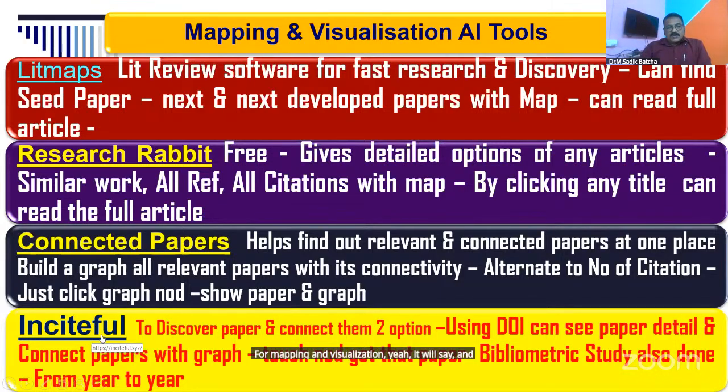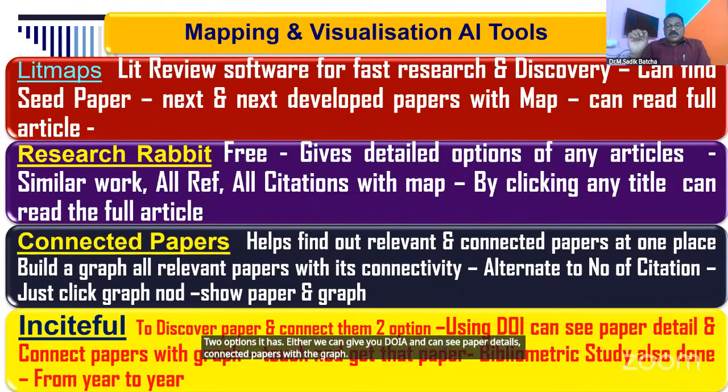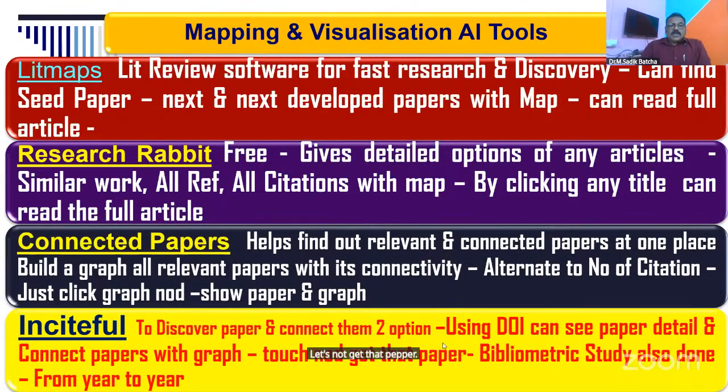Inciteful is also to discover papers and connect them. It has two options. Either we can give the DOI and see the paper details and connected papers with the graph. This is also another AI tool which will be helpful to you for visualization of articles. So these are all the 4 AI tools that will be useful to you when you go for visualization AI tools.